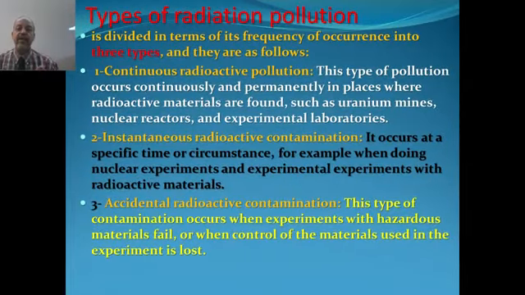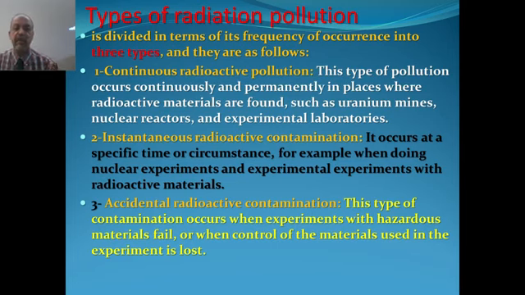Okay, what are the types of radiation pollution? We divide it by the term of occurrence into three types, and they are as follows: continuous, at a moment, or accidents, something like that.